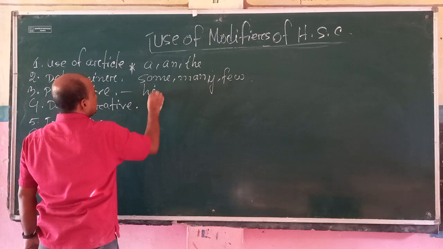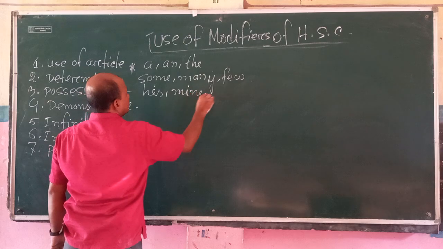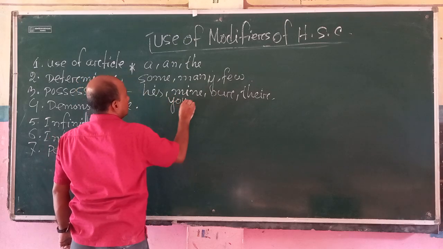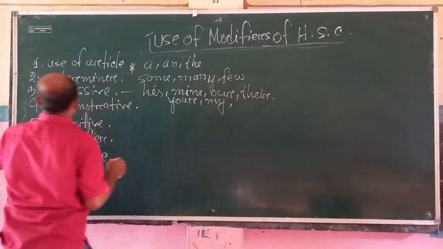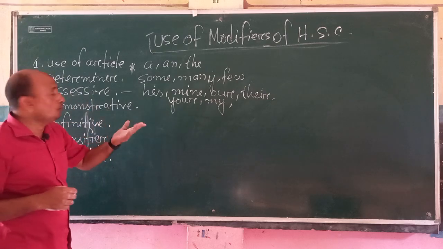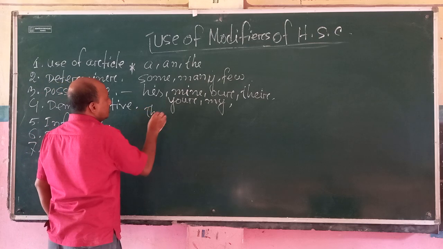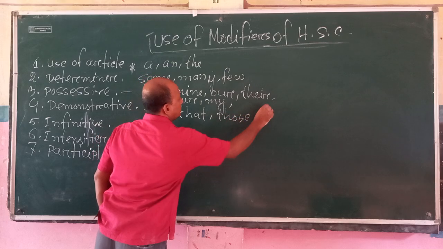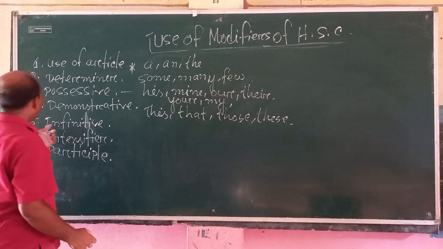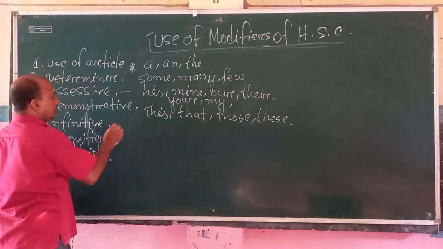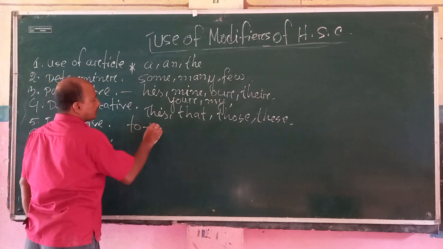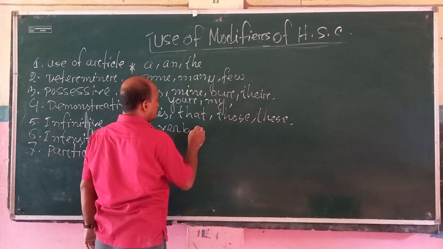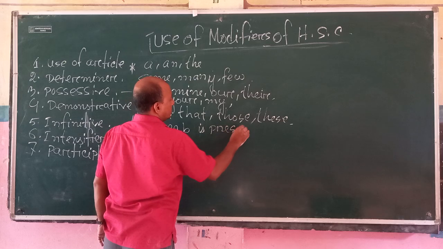Possessive cases are his, my, mine, our, their, your, etc. When you see that you have to use demonstrative, demonstratives are this, that, those, these, etc. When you need to use infinitive, infinitive means to plus verb in present form.